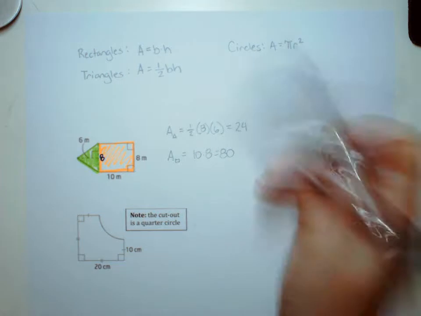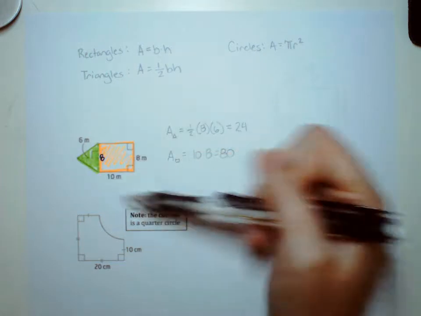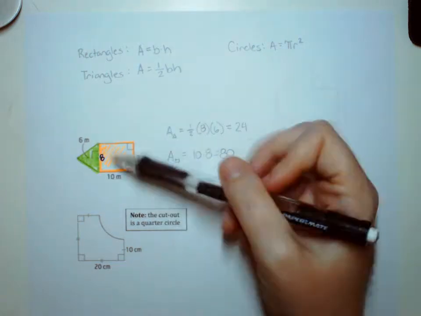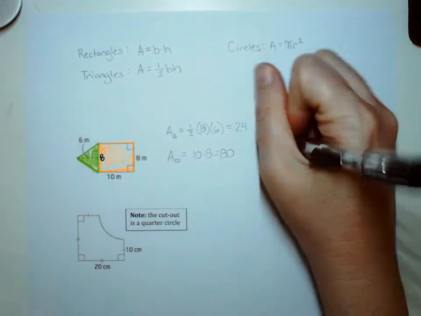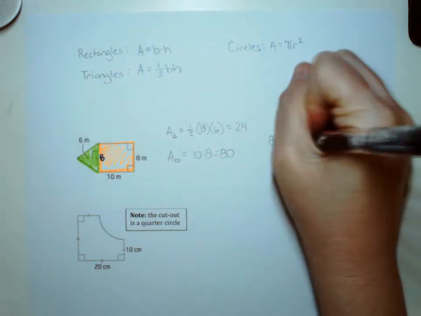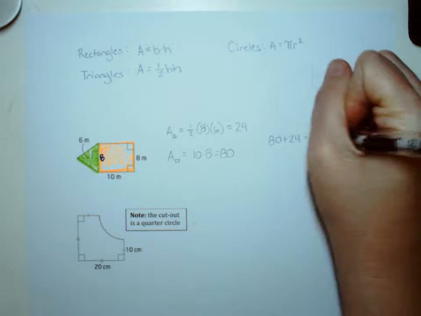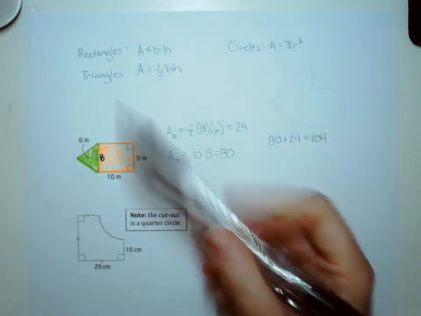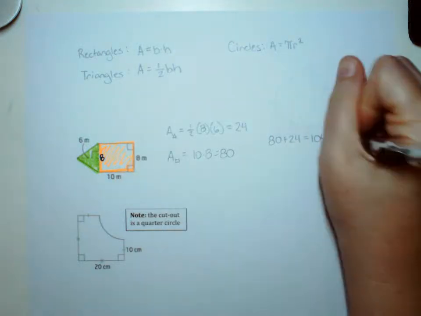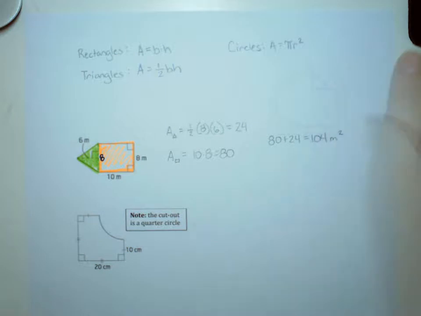But I'm looking for the area of the entire thing, so I have to add those two answers together. So 80 plus 24 gives me an area of 104, and since you're multiplying meters times meters, your units would be meters squared. I believe Khan has already taken care of the units for you, so really you just have to find the numerical answer.